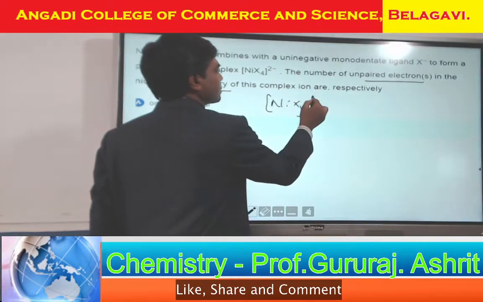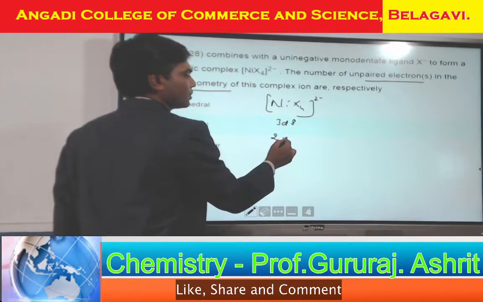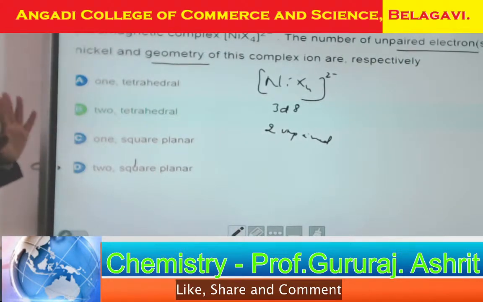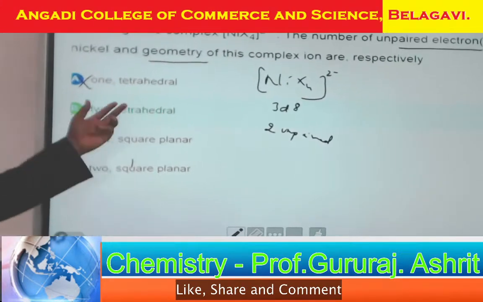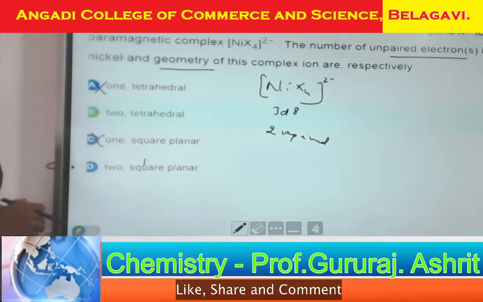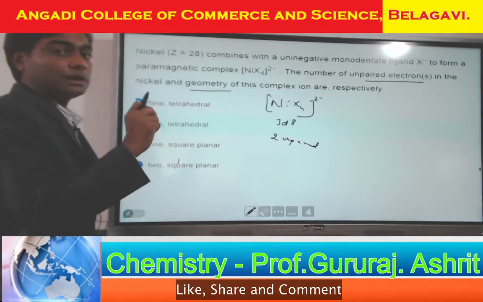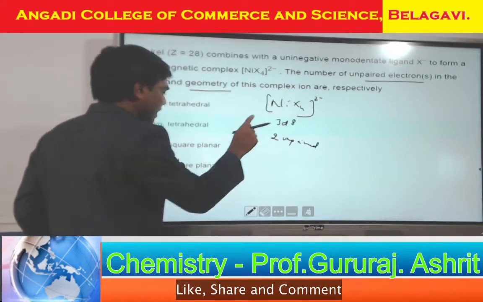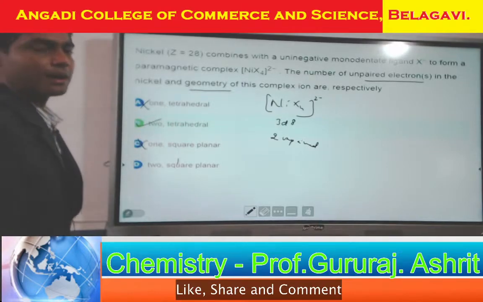NiX4 2 minus. In a previous problem I told how many unpaired electrons are there. 3d8 means 2 unpaired electrons. So options with 1 unpaired electron will be removed. The answer is between B and D. Now the question is whether it is tetrahedral or square planar. The shape of the geometry depends upon the interaction of the orbitals, and here X is a weak field ligand. Due to that, it will not undergo square planar. It will adopt the option that is called tetrahedral.